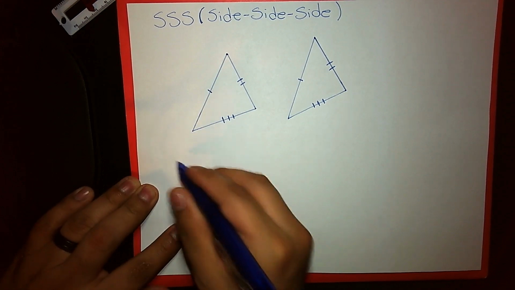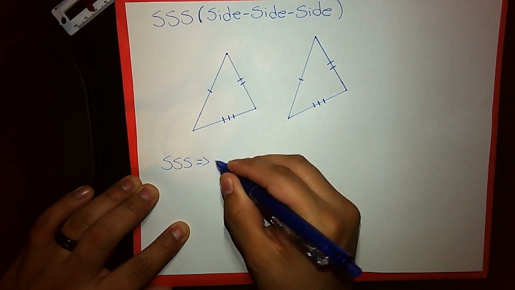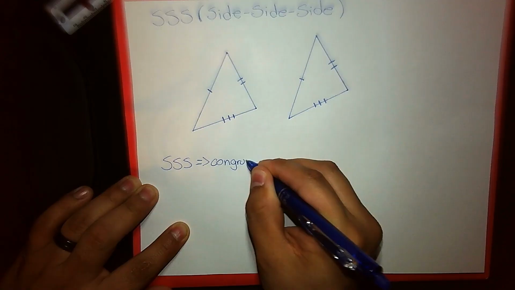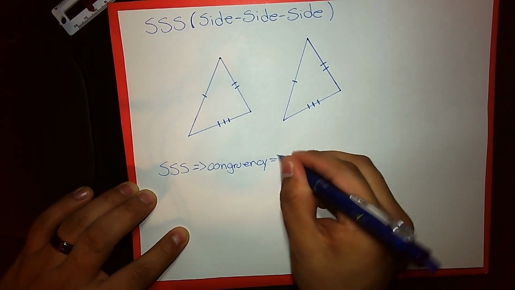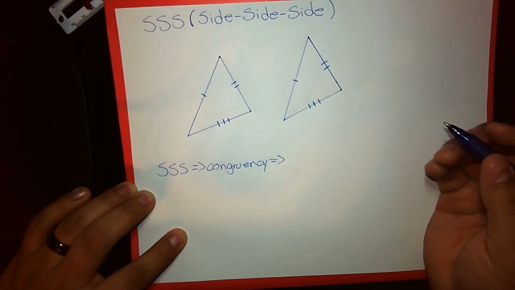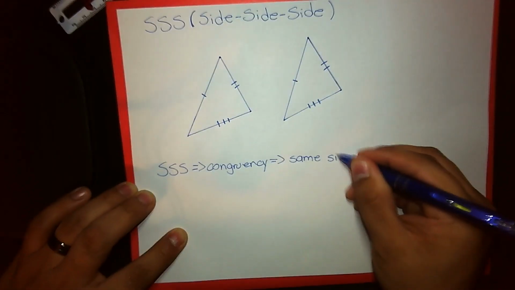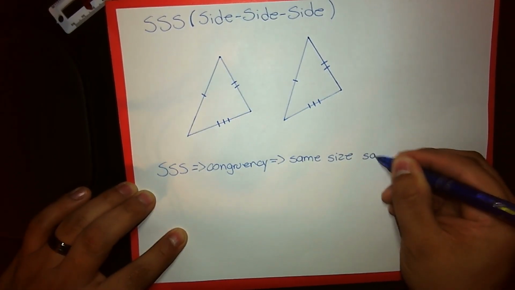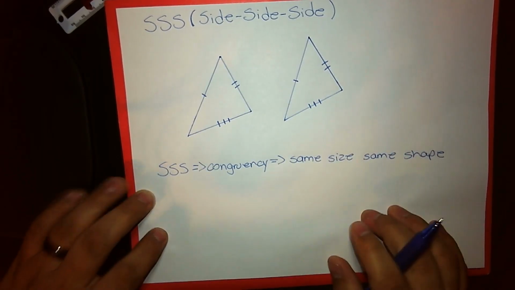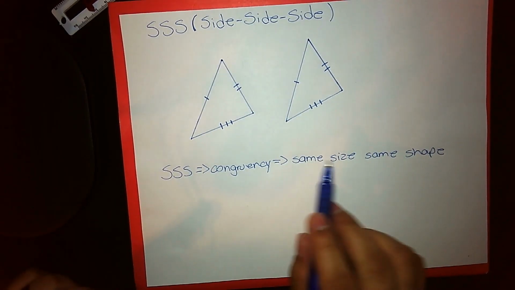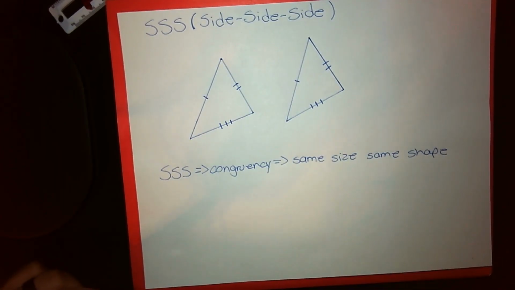So I'm going to write this real quick. SSS implies congruency. And what is congruency when we're talking specifically about shapes? Well, it means that two or more shapes are the same size and, of course, the same shape. But what does it mean for something to have the same size and the same shape?